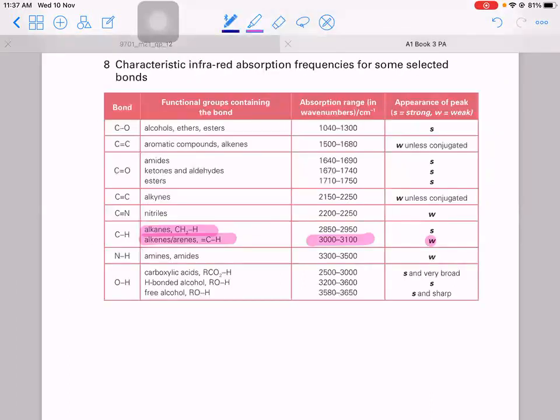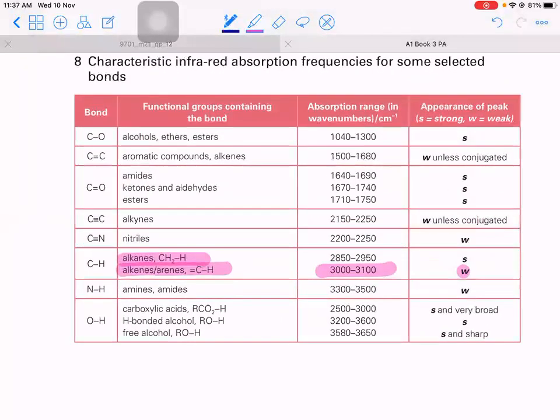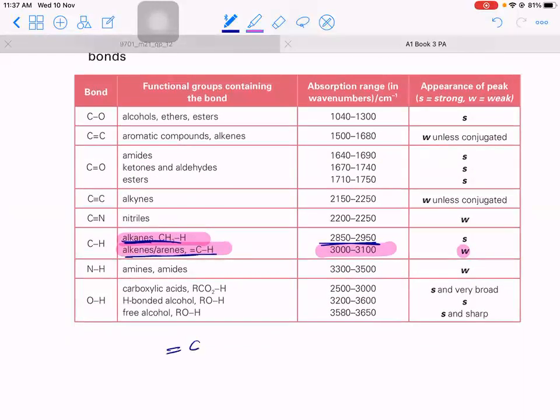Alkene, okay, let's see. Alkene is C double bond C. If you have a double bond, then it is 1500 to 1680. You have a peak at 3000, so that could be for alkanes. This alkene arenes are where you have a double bond with a CH, not for a C double bond C. For a C double bond C, the peak is at 1500 to 1680. So it's most definitely a CH.